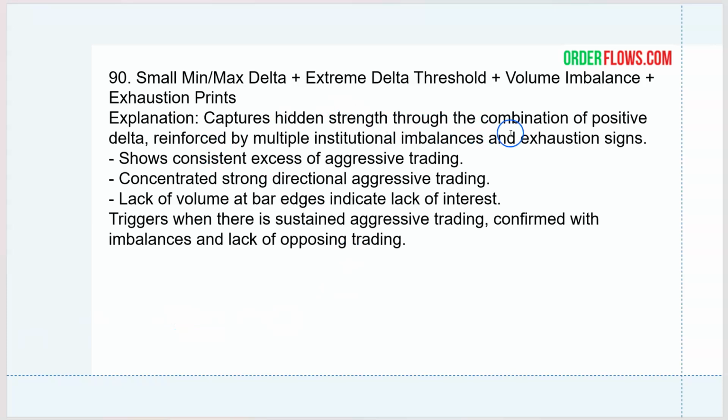Explanation: it captures hidden strength through a combination of positive delta reinforced by multiple imbalances and exhaustion signs. It shows consistent aggressive trading, concentrated strong directional trading. Lack of volume at the bar edges indicates lack of interest. That's your exhaustion, and it triggers when there's sustained aggressive trading confirmed with imbalances and a lack of opposing trading.